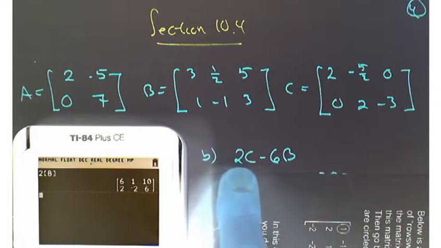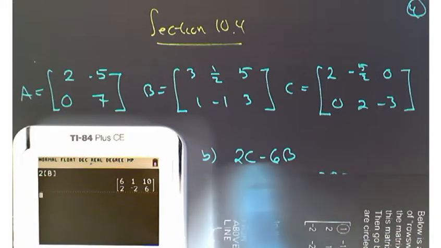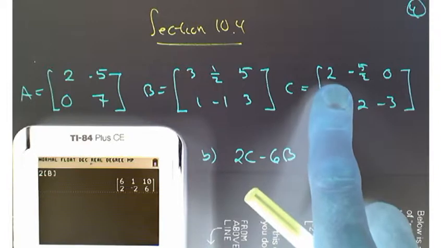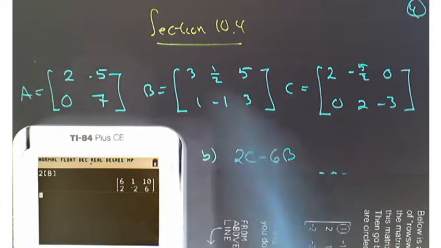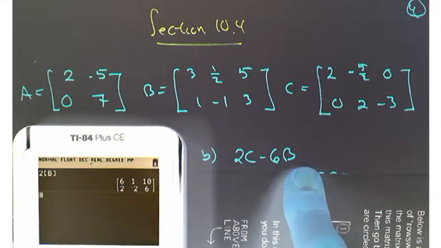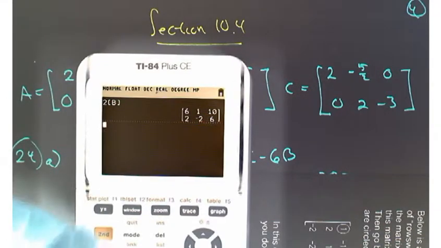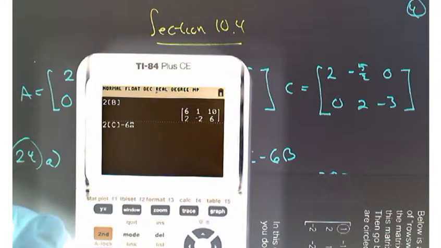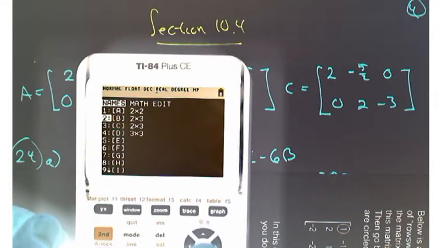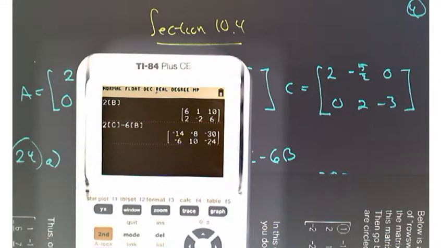And in fact, we can do 2 times C minus 6 times B. So that's going to be 4 minus 18 would be negative 14. In fact, let's just let our calculator do all the work here, right? Type that in. 2C minus 6B. And we get the negative 14 in the upper left-hand corner like we expected. Nice. Nothing really too unusual or crazy here.